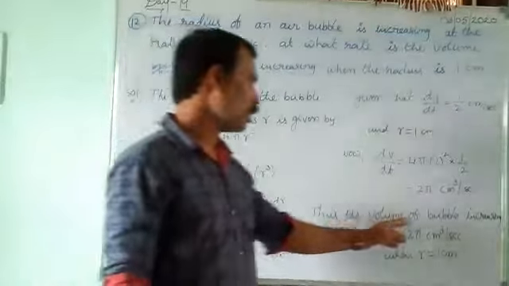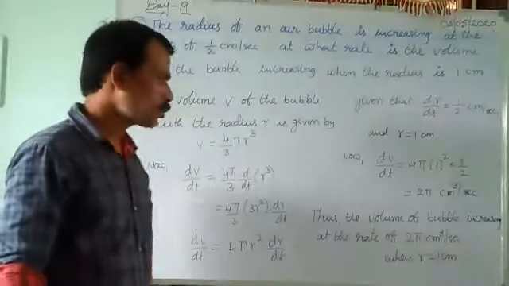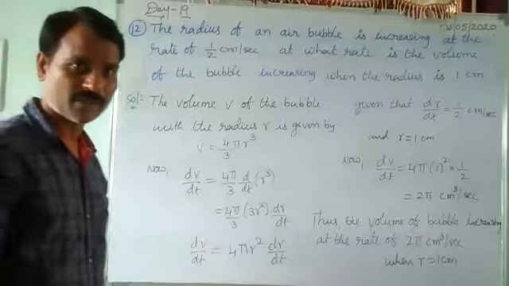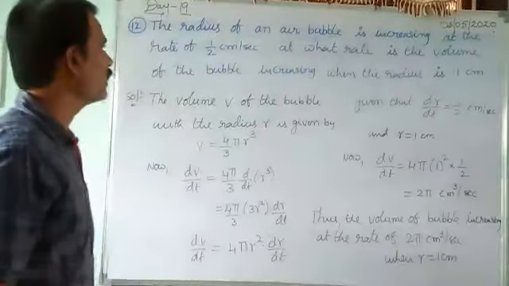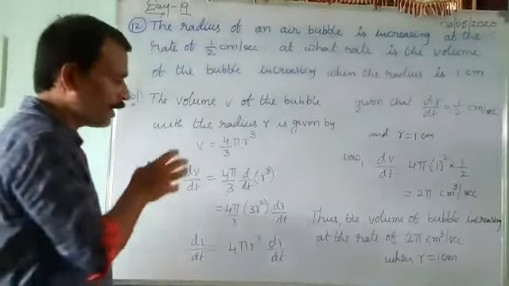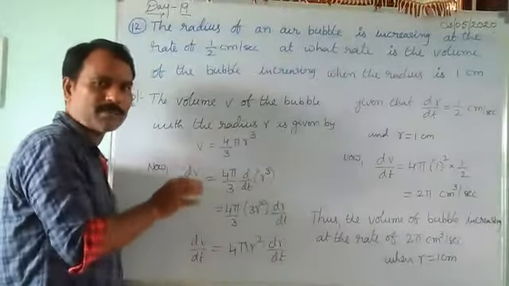Now I am writing: the volume of the bubble is increasing at the rate of 2 pi centimeter cube per second, then r is equal to 1 centimeter. Clearly read this, guys, this problem is a simple problem. If you observe all the problems, all are similar.